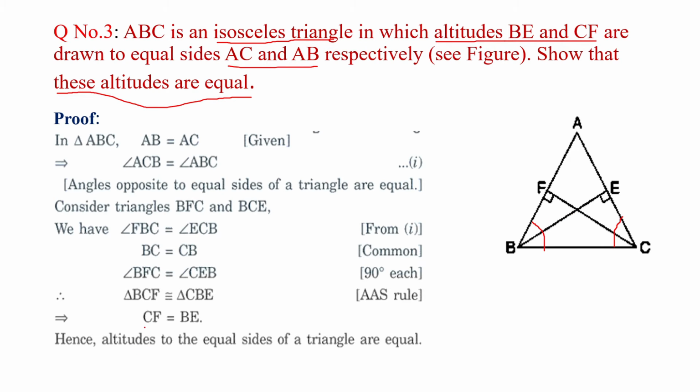CF is equal to BE by CPCT because triangle BCF and triangle CBE are congruent. How are these congruent? One angle B is equal to C, the other is 90-90 angle, the third thing is BC common. So according to the AAS congruence rule, triangle BCF is congruent to triangle CBE, so therefore CF is equal to BE, which we have to prove. Question number 4.